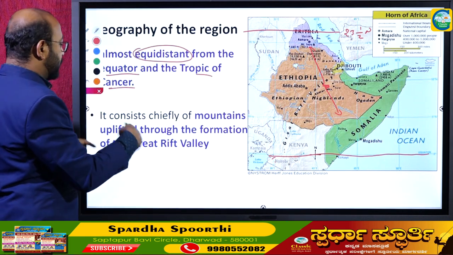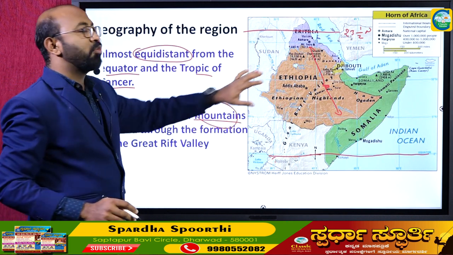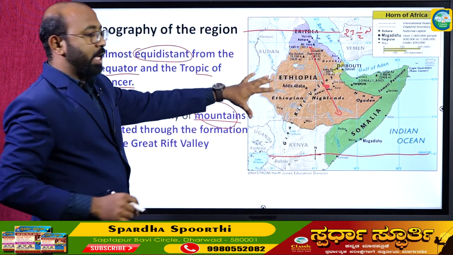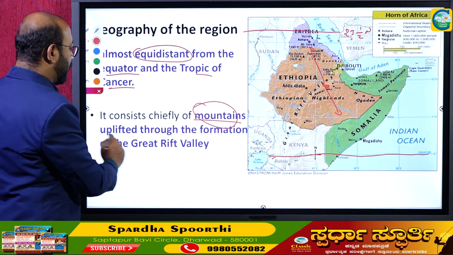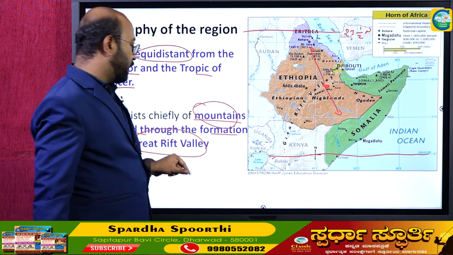Then it consists chiefly of mountains. This is the mountainous region, especially in the Ethiopian country. This region contains the mountains. These mountains are uplifted through the formation of the Great Rift Valley. This is also very important.